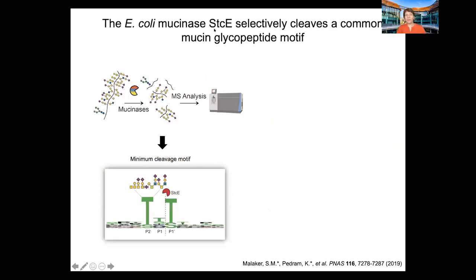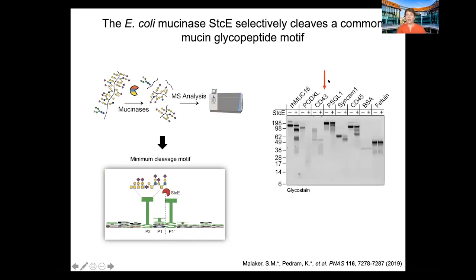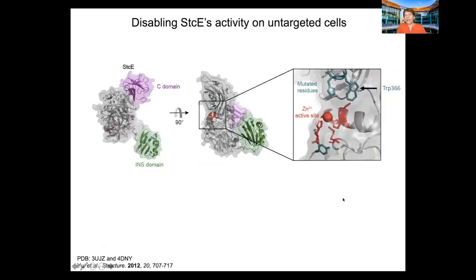We took a particular interest in a mucinase called StcE from E. coli, we call that sticky for short, which cleaves a motif, glycosylated threonines in a little cluster, that is observed in a number of mucins, importantly in CD43. And this is just a Western blot showing a variety of mucins. When treated with sticky, they will get chopped into discrete little bands. And so we wanted to engineer a sticky that would only cut the mucins on cells that we targeted it to, and not any old cell.